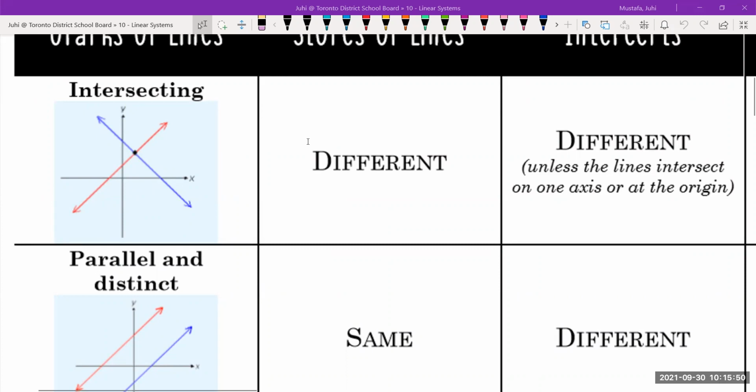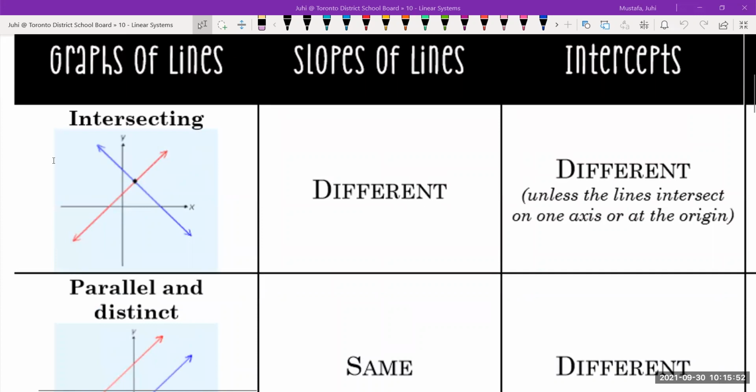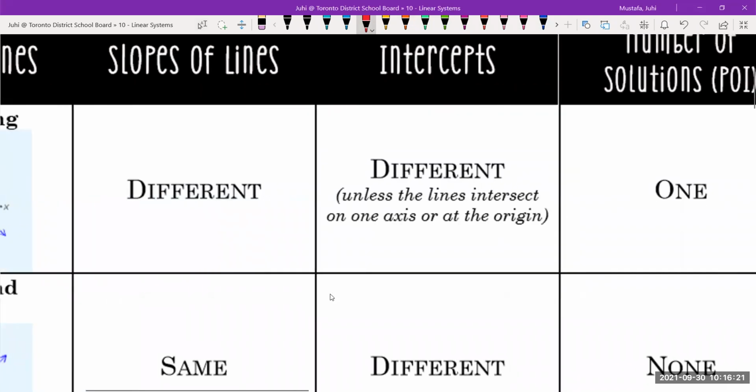How about the intercepts, like the x-intercepts? Are the x-intercepts the same or different? So take a look at the red x-intercept is here, and the blue x-intercept is here. So are they the same x-intercept or different? They're different. How about the y-intercept? So again, the blue y-intercept is here and the red y-intercept is here. Are they the same or different? Different. So the intercepts are also going to be different.